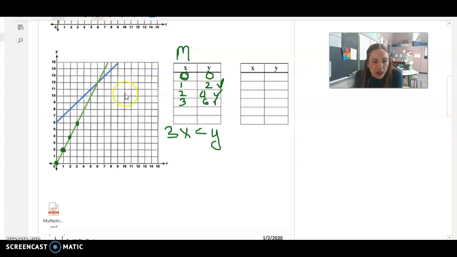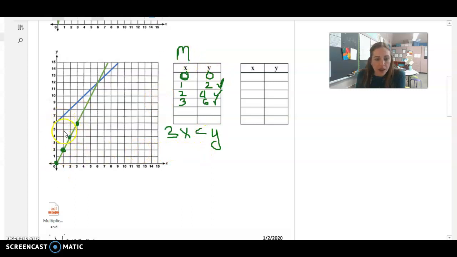Okay, so now let's look at our blue line, because we have decided that this pattern must be multiplicative. And honestly, that's all you have to know. You don't have to know the rule, but it really does help, doesn't it? Knowing the rule helps you understand what kind of pattern you're dealing with.